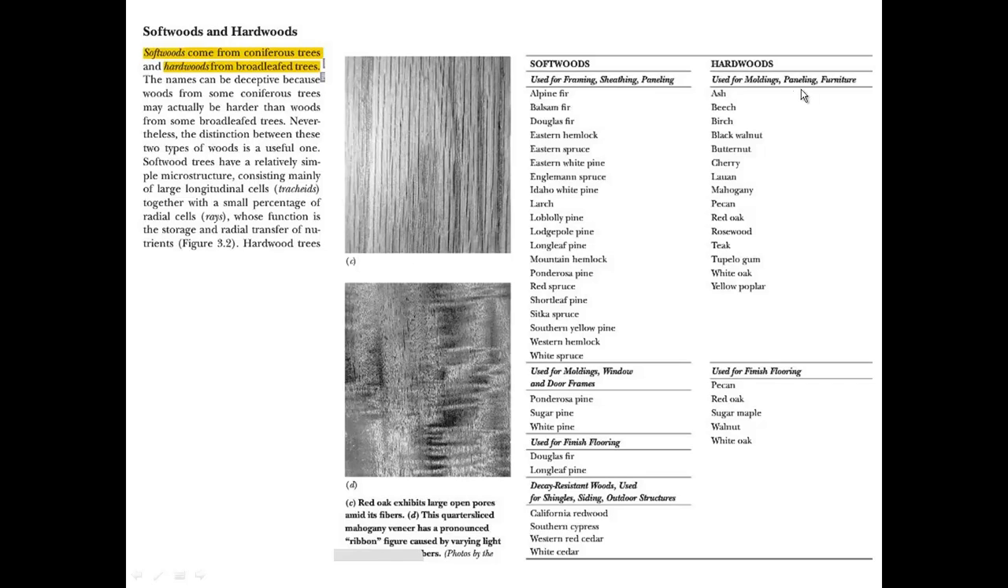Your hardwoods used for moldings, paneling, and furniture, everything ash, beech, birch, black walnut. You can go through the list yourself, but some people, poplar, for instance, is considered a hardwood, even though it's probably one of the softest of the hardwoods themselves. It grows rapidly. It does take the paint well, so it's used a lot. It doesn't have a lot of grain, so we use it a lot in our shops for molding and whatnot. And then finished flooring, of course, your maples, walnuts, oaks, and pecans. They don't mention birch here, but we use a lot of birch for finished flooring also.